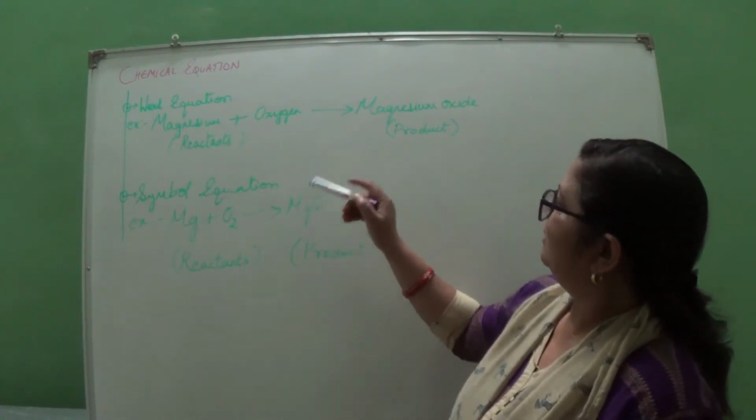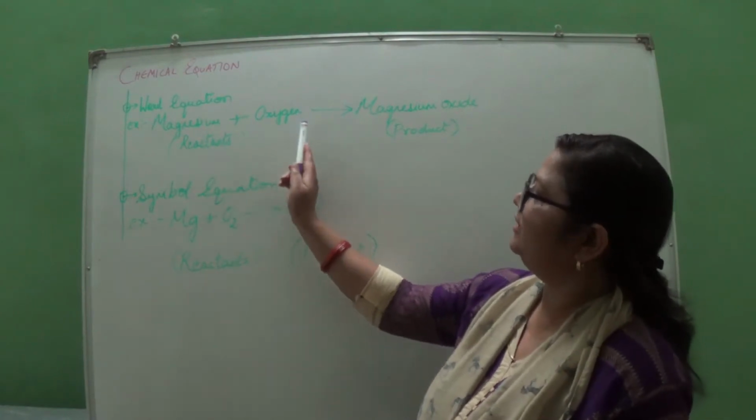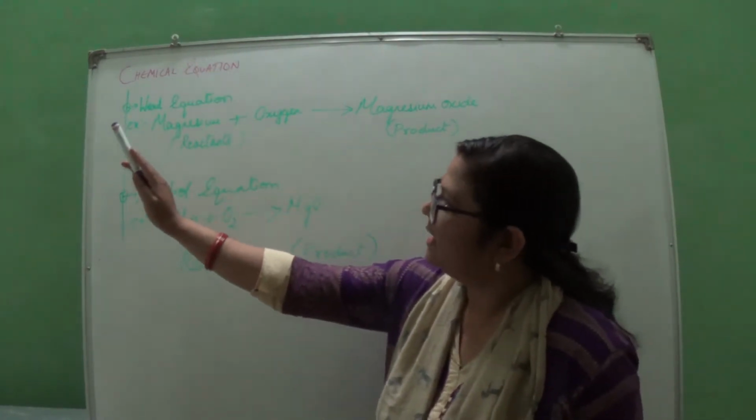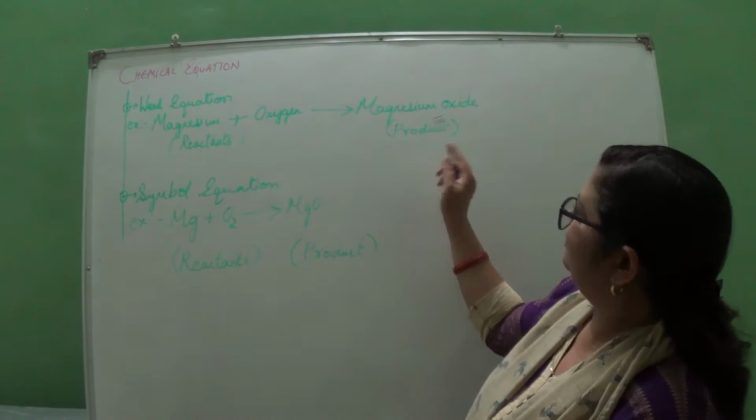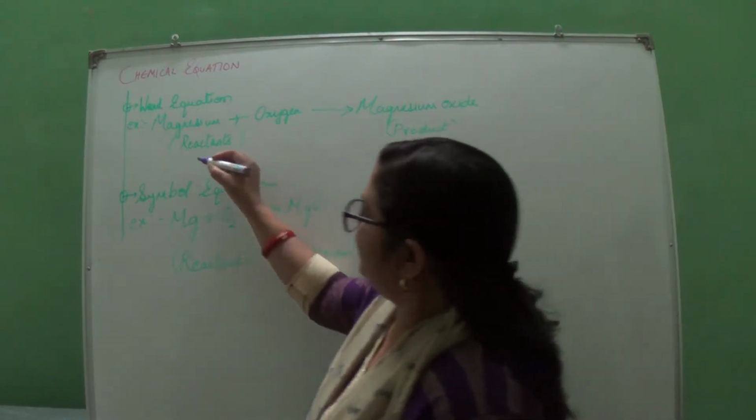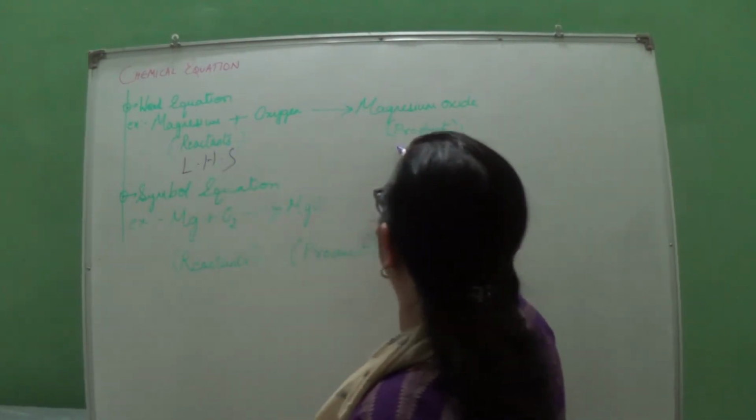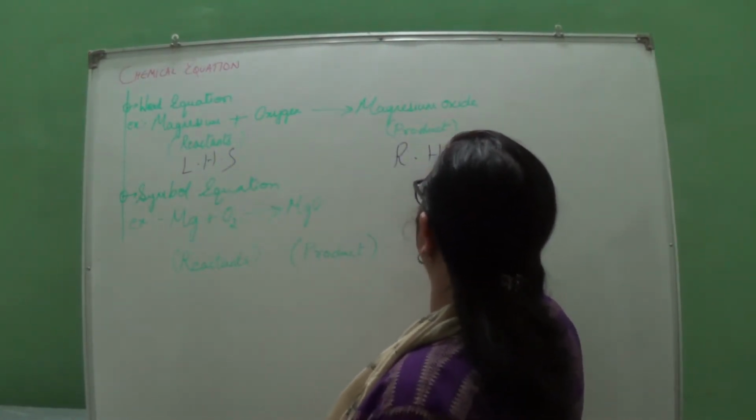Now, when we are talking about this, where should we represent the reactants? It should be represented on the left hand side, and the product should be represented on the right hand side. So here we can write that this is represented on the left hand side, and here it can be represented on the right hand side.